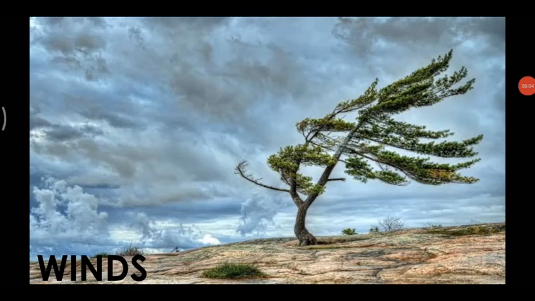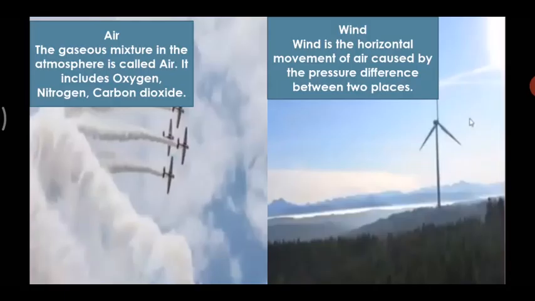So today we will begin with a chapter in geography. The name of the chapter is winds. Now let us see the difference between air and wind.